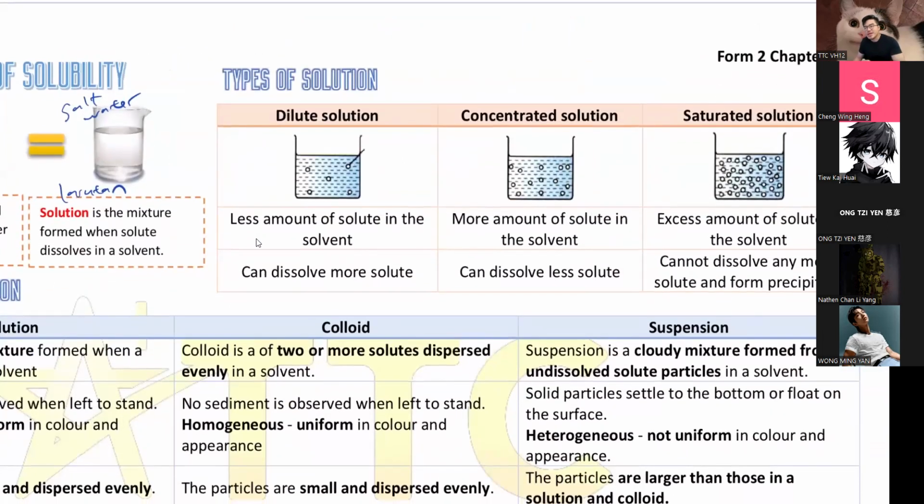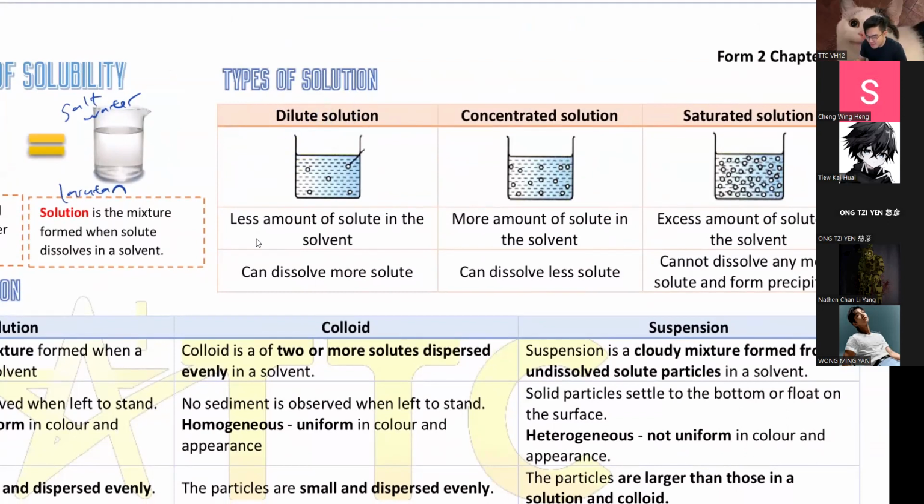Okay, so if you take a cup of water and you put just a little bit of salt, you will get something called a dilute solution. Dilute means very, very watery, very not gao. You know it's gao, right? Very not gao, as in your Milo is not gao, right?